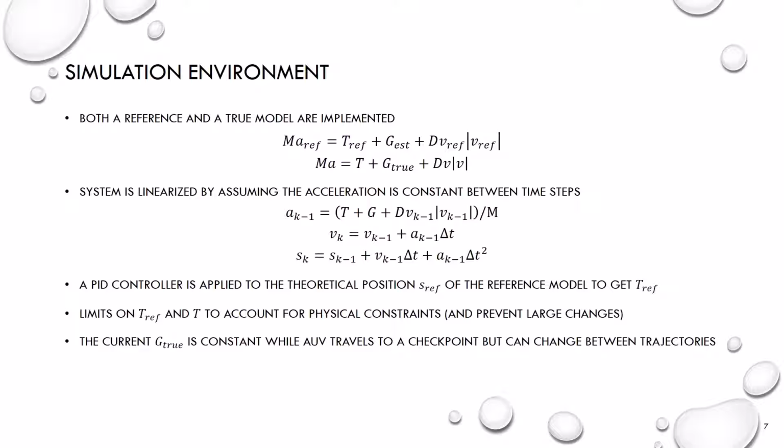A PID controller is applied to the theoretical position of the reference model so that we can get the reference thrust. Limits on the reference thrust and the actual thrust are placed to account for physical constraints, which helps us prevent large changes and instability, and it's also more representative of the true behavior of a robot. The current G true is constant while the AUV travels to a checkpoint but can change between trajectories.